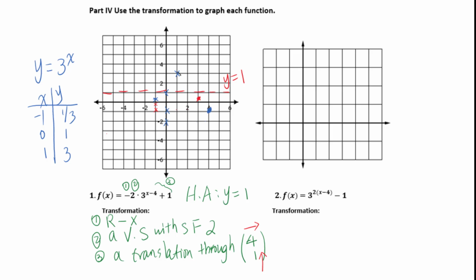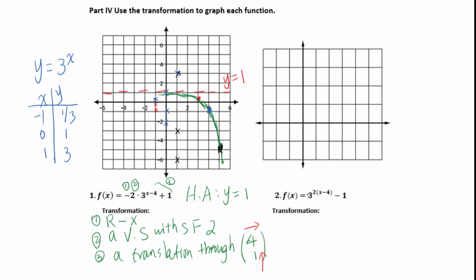It's here. From this point, reflect across the x-axis here. A vertical stretch with a scale factor of 2. Multiply by 2, go to -6. Right 4, 1, 2, 3, 4, go up 1, it's here. Then connect these 3 points now. This will be the graph. Let's go to the second question.